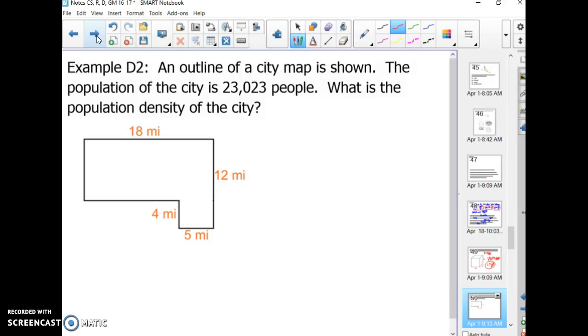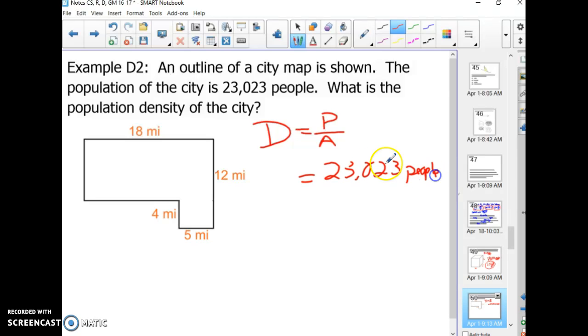My next one I want to work on is an outline of a city map as shown below. So I have 23,023 people in it. What is the population density? So population density is equal to people over area. Well, I know my people. I've got to find my area.